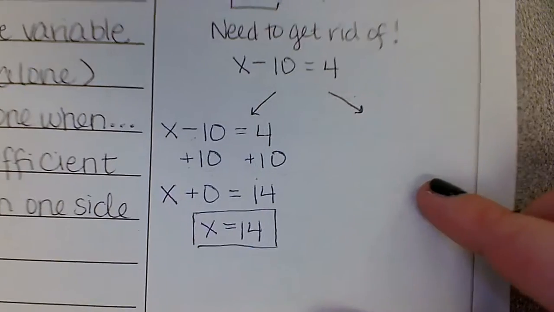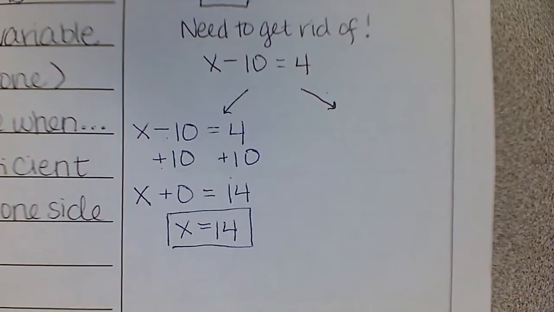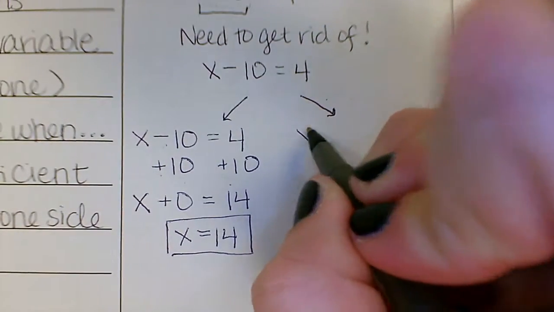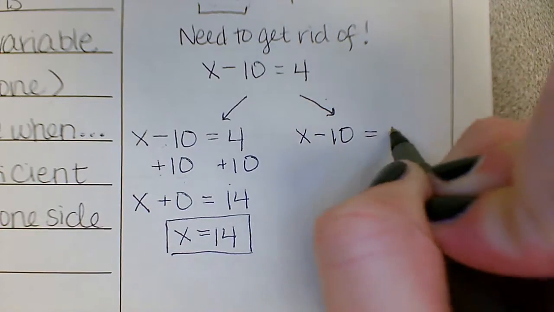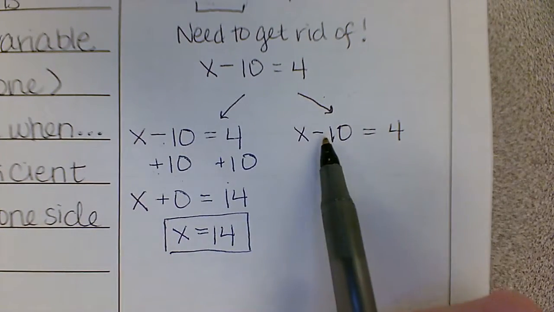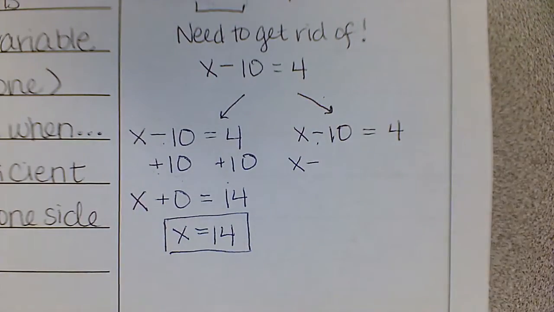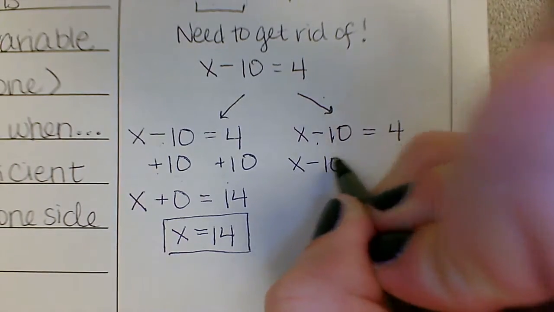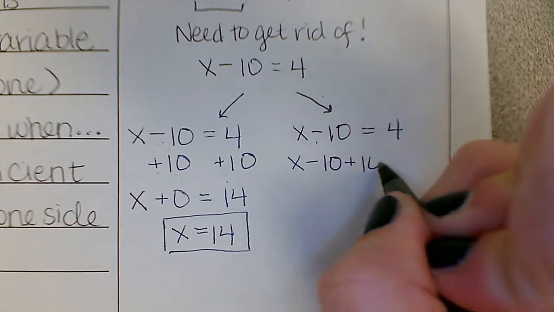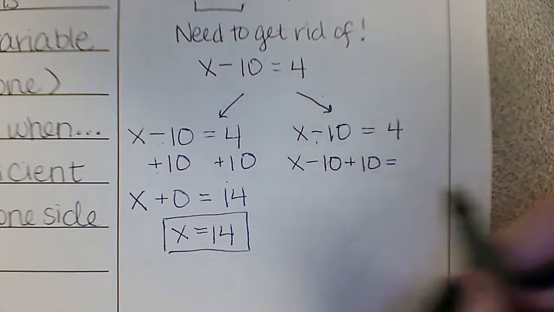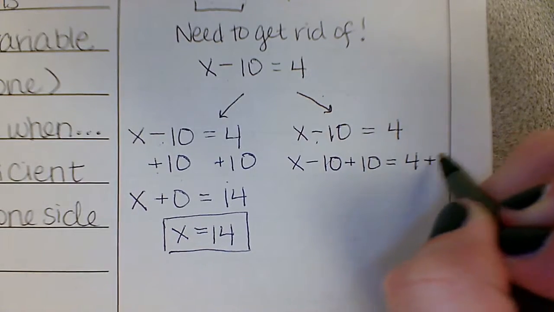Now, if I were to write this a different way, which might work for some of you, which is totally fine, if I have x minus 10 equals 4, we know that I want to do the opposite operation, which is add, and so I'm going to add 10. If you want to line this up horizontally, I can do x minus 10 plus 10, so all on the same line, equals 4 plus 10.